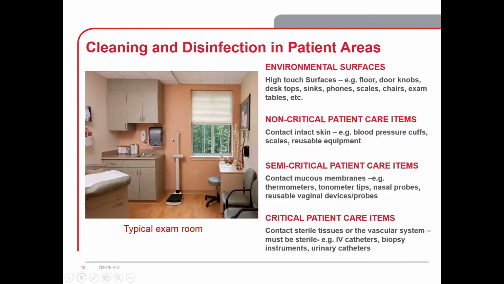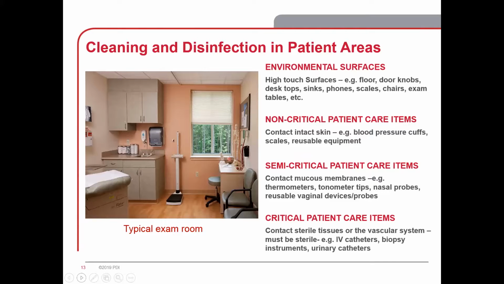And under environmental surfaces, there are 3 different categories, and again, this is defined by CDC. There are pieces of equipment that are considered non-critical patient care items, and those are items that contact intact skin, such as a blood pressure cuff, a scale, or any other type of reusable equipment that comes into contact with intact skin. Then the second category is considered semi-critical patient care items. And these are items that contact mucous membranes. So an example would be a thermometer or a tonometer, a nasal probe, any reusable vaginal devices or probes. So those are considered semi-critical.